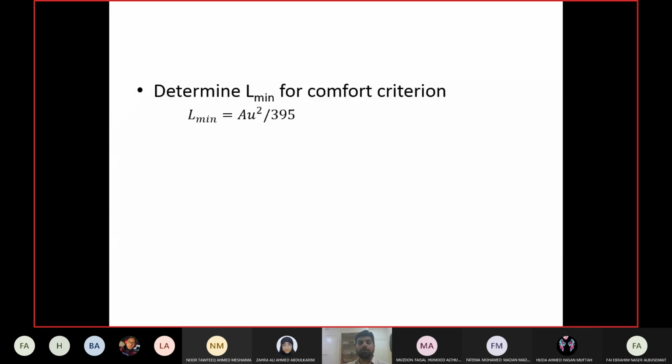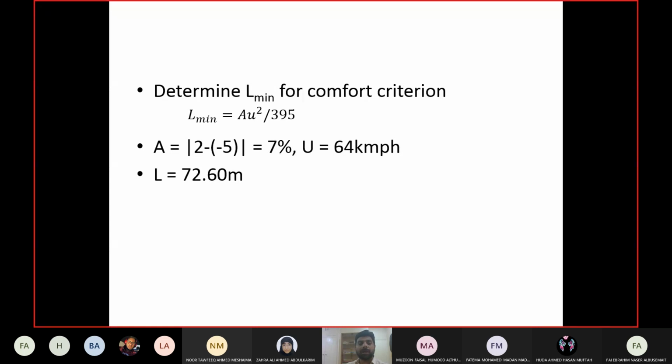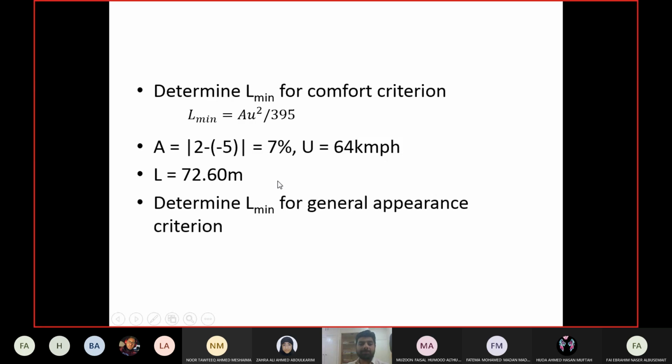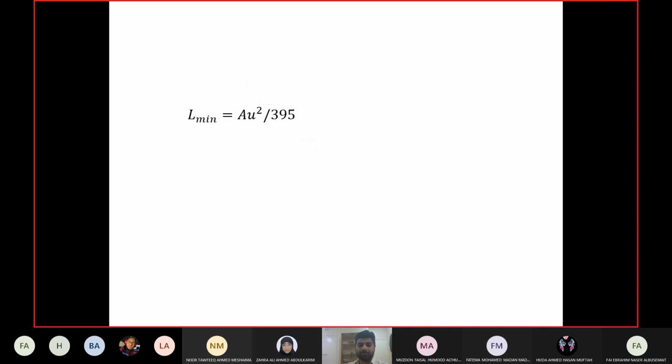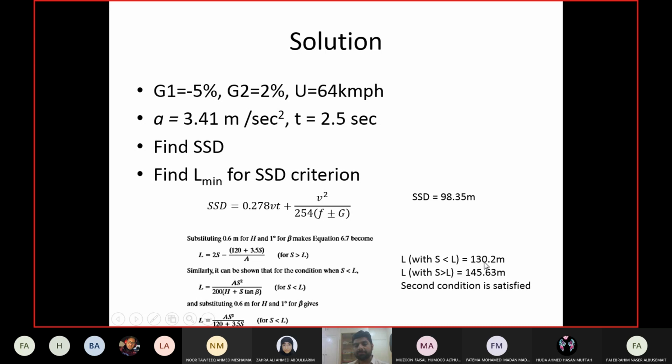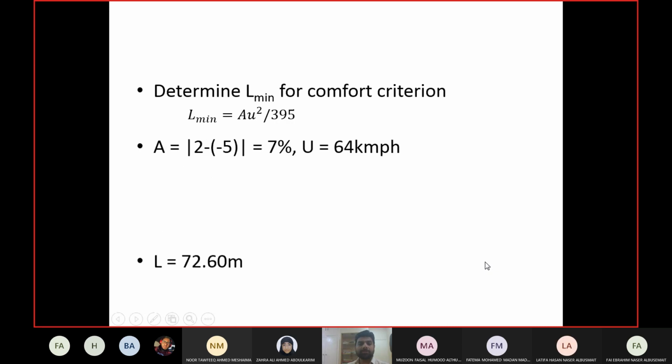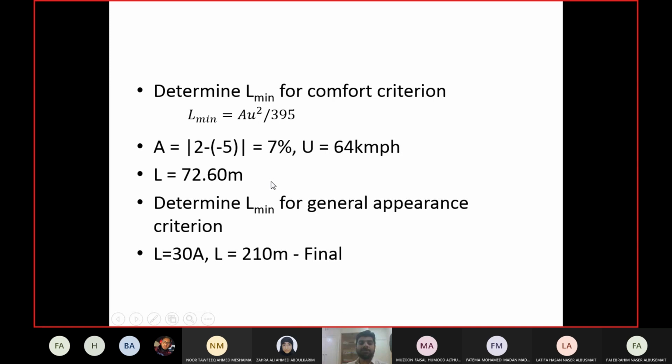So now we will go for the comfort criteria. Comfort criteria says L minimum should be AU square upon 395. A is 7% and U is 64 kilometers per hour. So L comes out to be 72.6 meters. And then we have the appearance criteria. Appearance criteria says L should be 30 times A. So 30 times 7 is 210 meters. Now I have three values: 130 meters for sight distance, 72 meters for comfort, and 210 for general appearance.